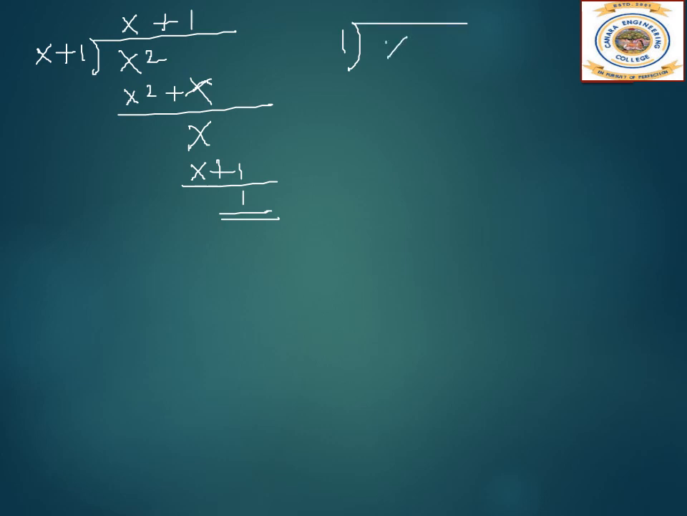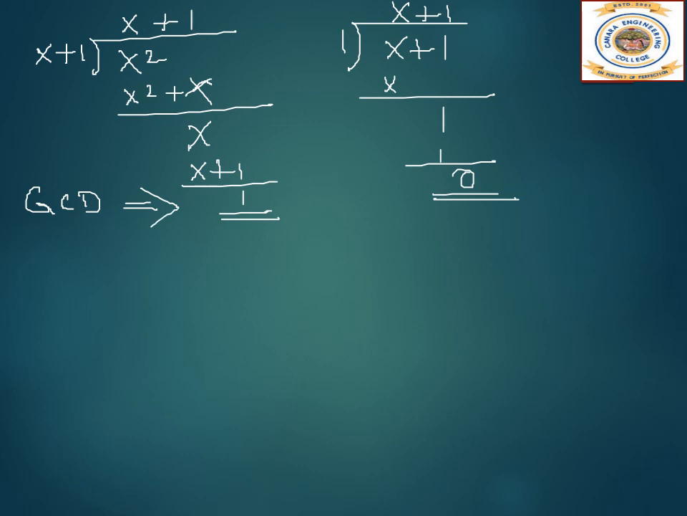Now further let me just continue the next step too. I have to divide x plus 1 with the 1. So I need x over here. x. What is the remainder? 1. So plus 1, 0. So what is the GCD? This will be the GCD, the previous step. So GCD is 1. So now we know that multiplicative inverse exists.